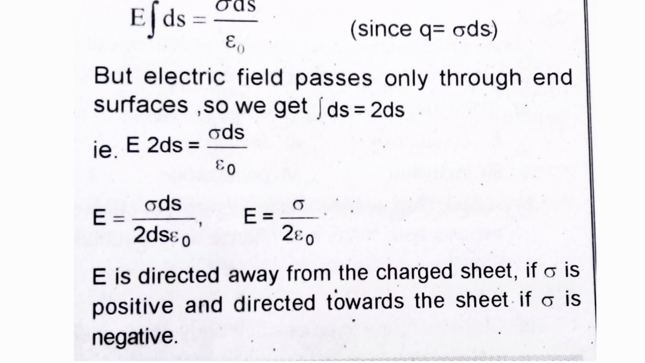Now we have to integrate. Here we have the electric field only through the end surfaces because we have two end surfaces. So the integral ds will be 2 ds and there is no lateral flux. So what do we get? E into 2 ds is equal to sigma ds by epsilon 0. Now we can rearrange to get E, which is sigma ds by 2 ds epsilon 0. Then ds gets cancelled, and E is equal to sigma by 2 epsilon 0.